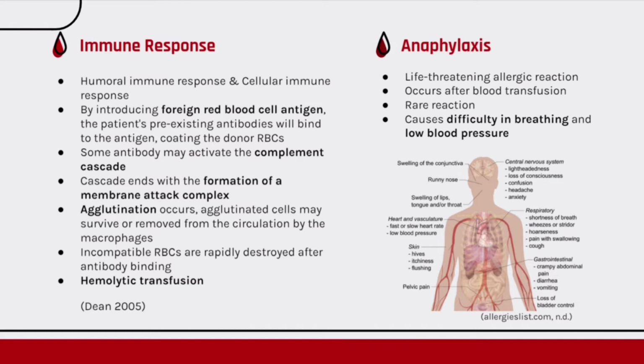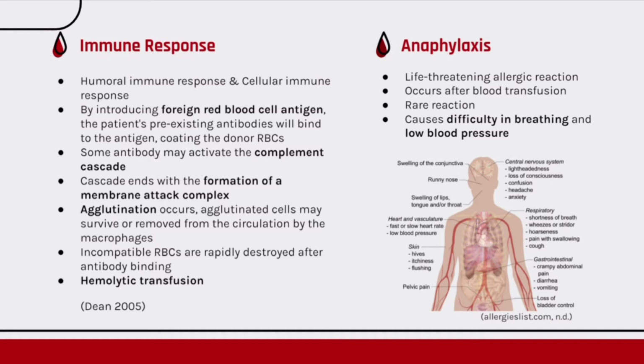Some antibodies will activate the complement cascade, a series of enzyme-driven reactions involving protein fragments. The cascade ends with the formation of a membrane attack complex. The antibody simply binds to the donor red blood cells and causes them to clump together. The agglutinated cells may survive or may be removed from the circulation by the macrophages through phagocytosis.